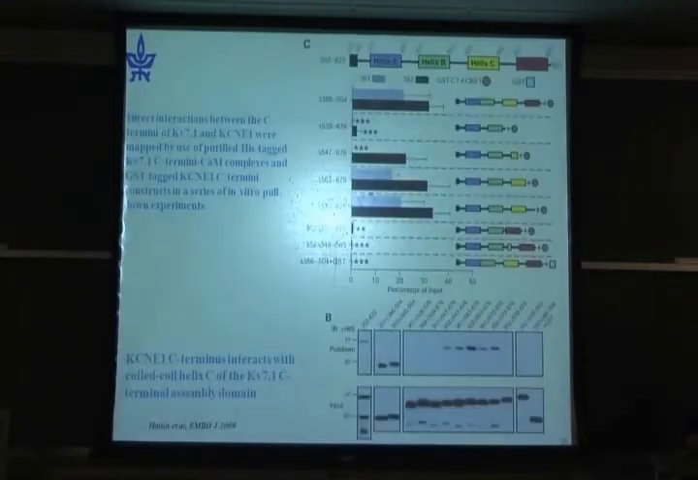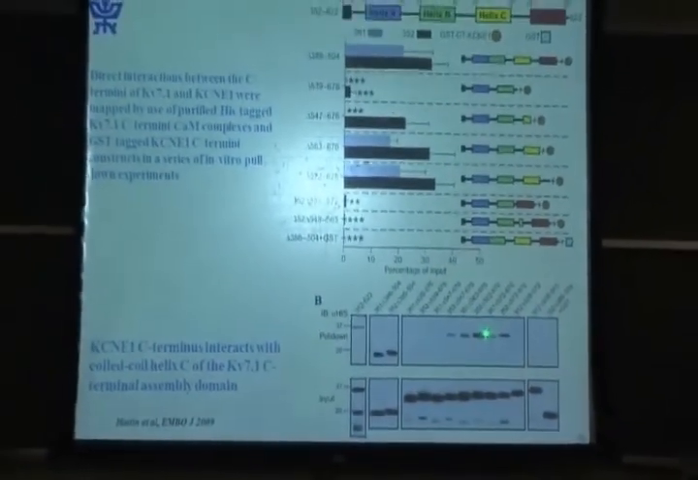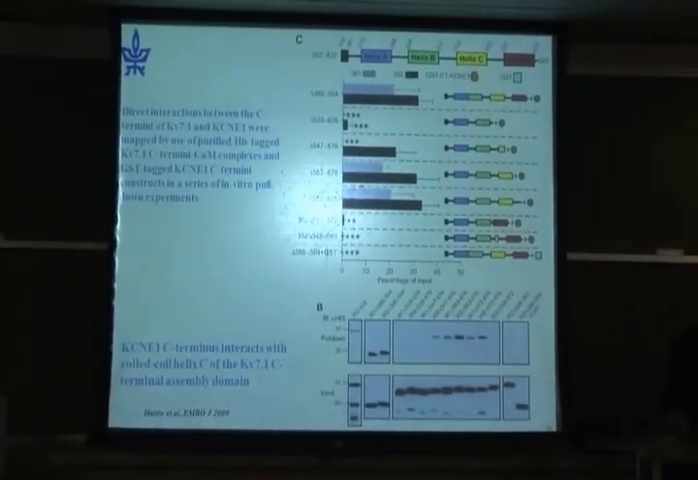Then we did a lot of construction where our question was at which domain the C terminus of the beta subunit is interacting with the C terminus of the alpha subunit. To cut the story short, we found that the C terminus of the beta subunit is interacting with the coiled-coil helix C. If you remember, helix C is a domain which has a dimerization function. So it's a dimer, and the C terminus of the beta subunit is interacting with the coiled-coil helix C.